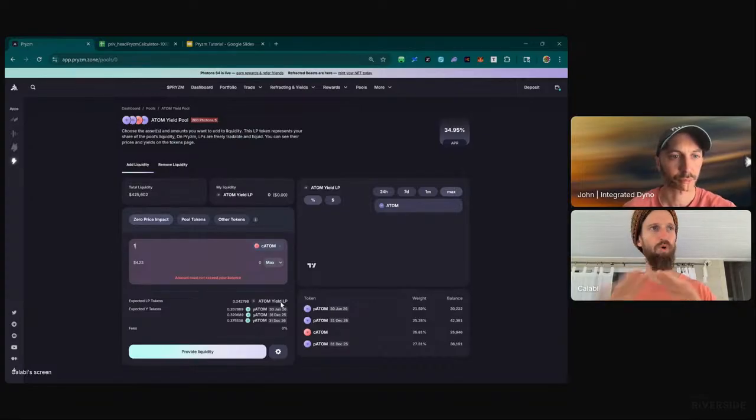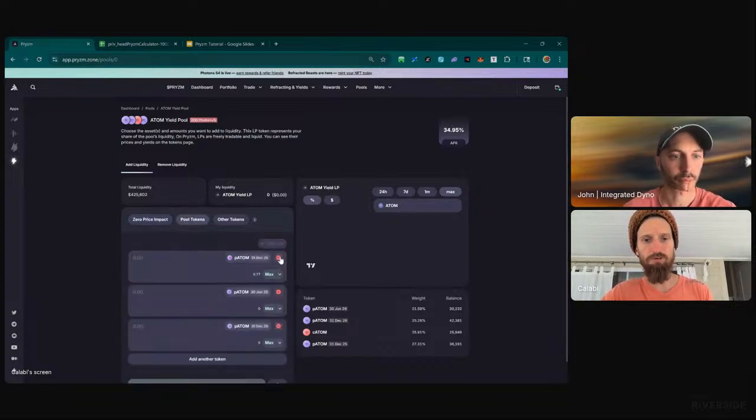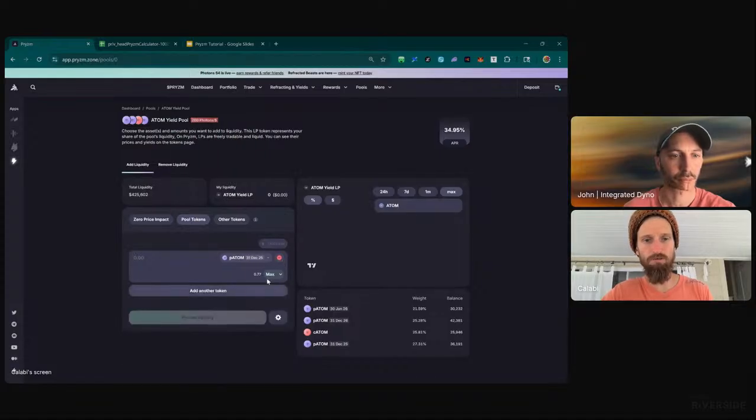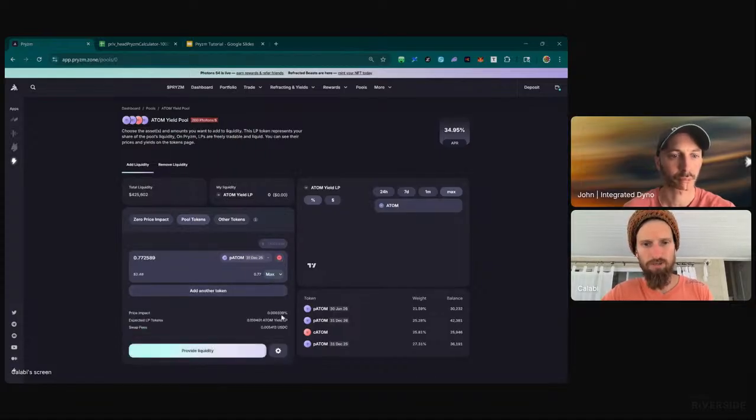So that's a one-stop shop. Go in at the most advantageous weight, or swap with minimal fees. Now you can also do pool tokens, and you can do them one-sided. So you could do this, and you could see very minimal impact here.